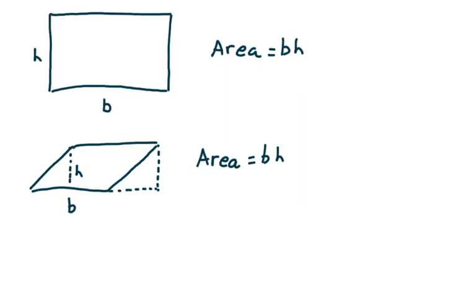Now, let's take a look at something here. If you notice in the first drawing, I have a rectangle. And the area of the rectangle is base times height. So I'm going to let B equal the base and H equal the height. So base times height. In the next drawing, I have a parallelogram.